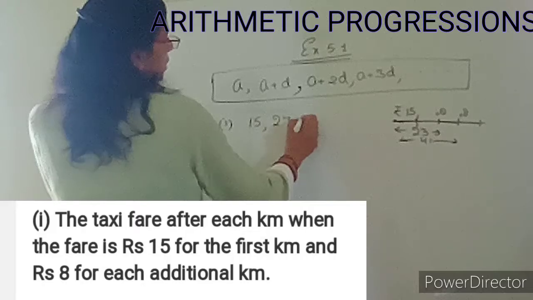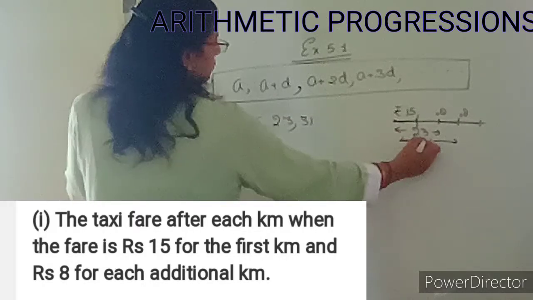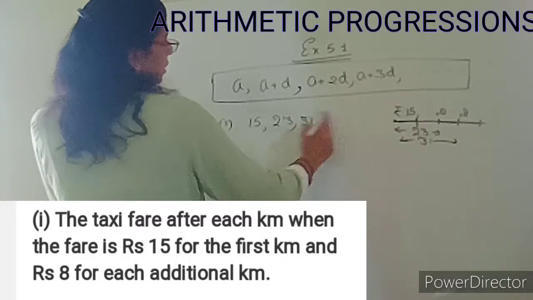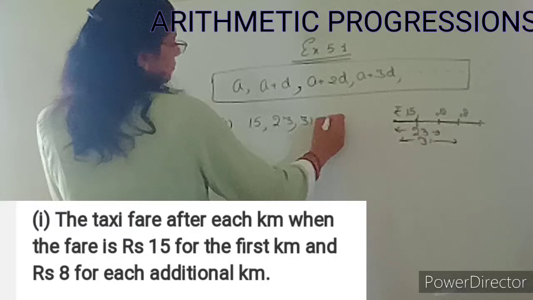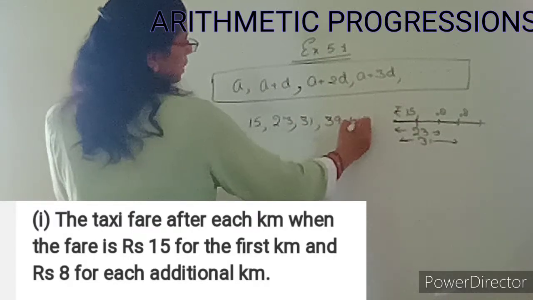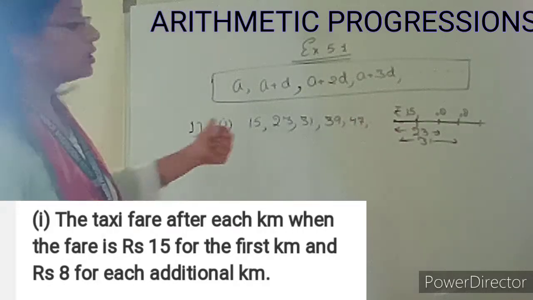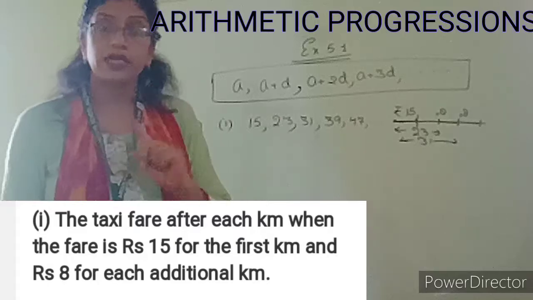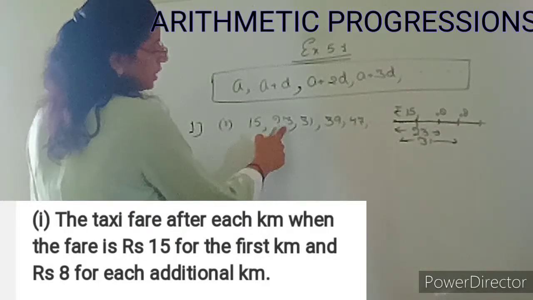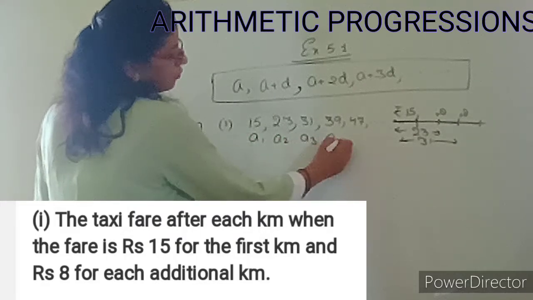23, 31. Sorry, 23 plus 8 is 31. Then you add 31 plus 8, so it becomes 39. 39 plus 8 is 47, and so on. Put 3 dots here. So they are asking whether this series is in AP or not. Now see, this is the first term A1, this is the second term A2. This is A1, A2, A3, A4, and so on.